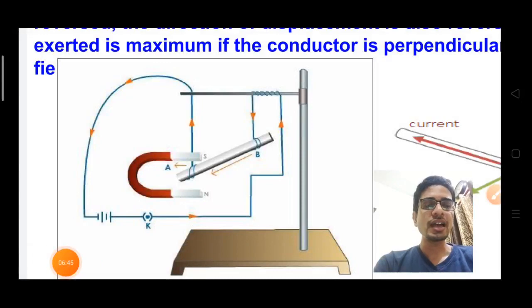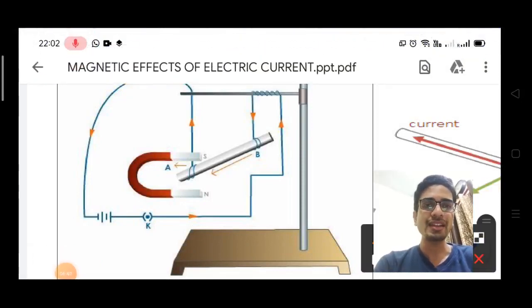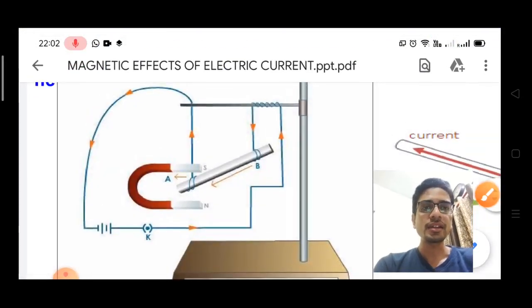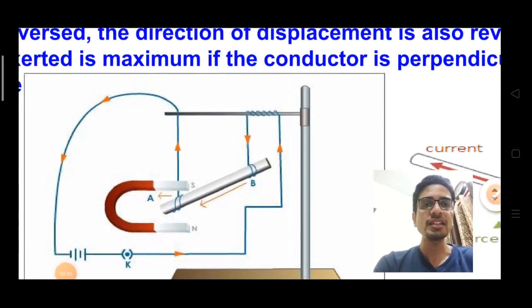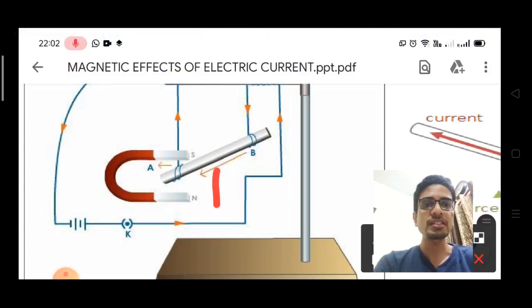So this is a kind of horseshoe magnet. We call this a horseshoe magnet. And when a current carrying conductor is placed in a magnetic field, it experiences a force. So the aluminium rod displaces from its position.